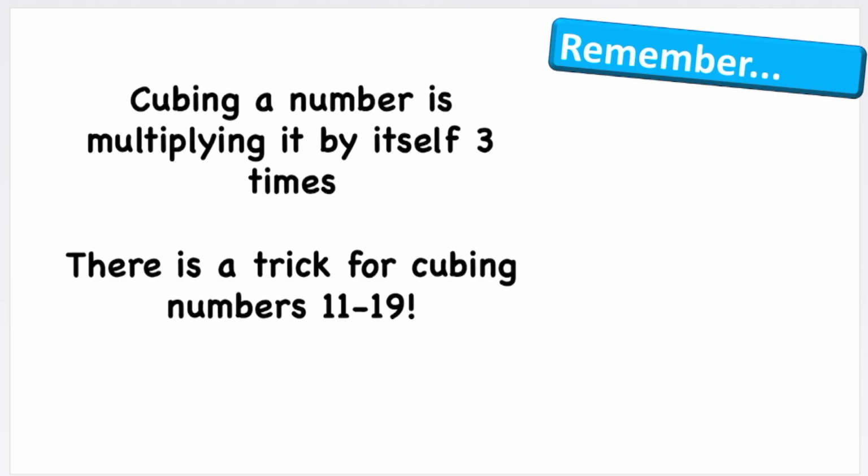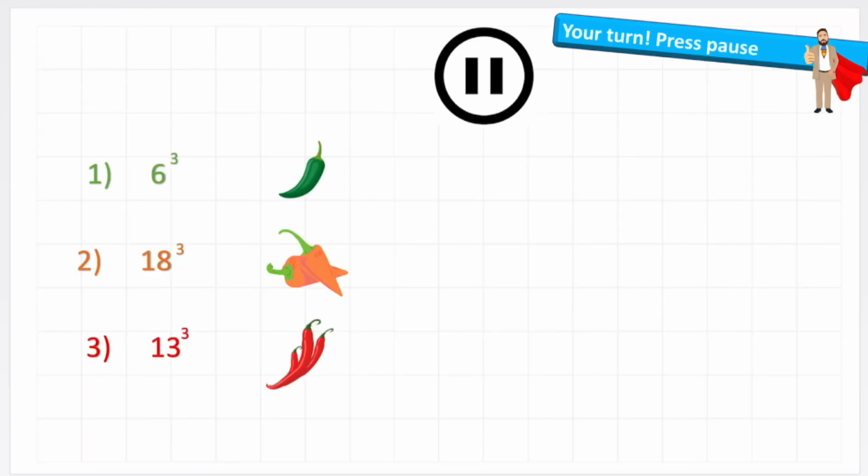Okay, so let's think about things to remember for this video then. Cubing a number is multiplying it by itself 3 times, and there is a trick for cubing numbers 11 to 19. Here are 3 questions for you to work on. Have a go at answering these. Put your answers in the comment section. I'm going to try and mark them all.